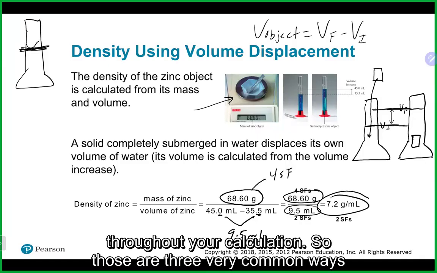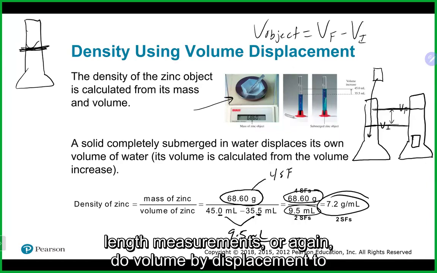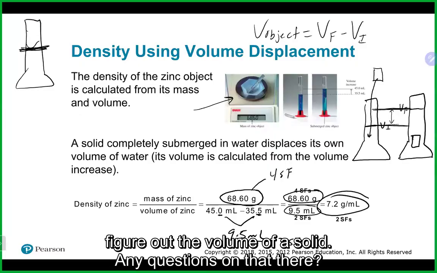So those are 3 very common ways that you could get a volume. Just take a reading, take some length measurements, or again, do volume by displacement to figure out the volume of a solid. Any questions on that there?